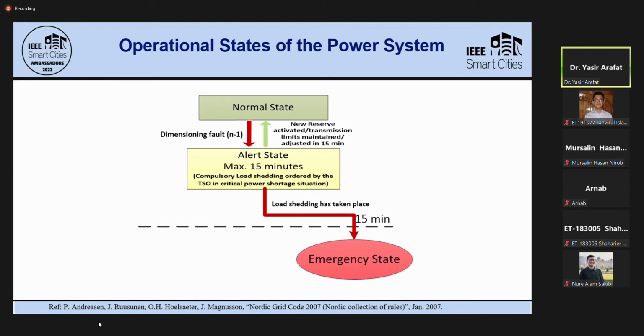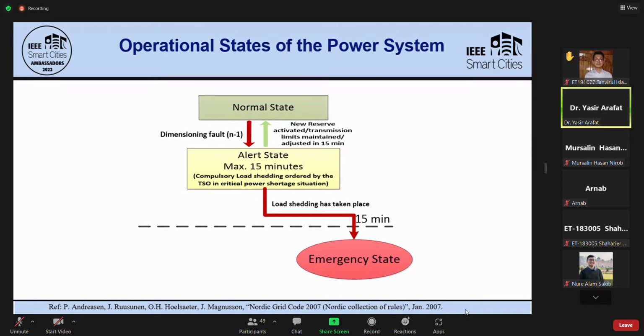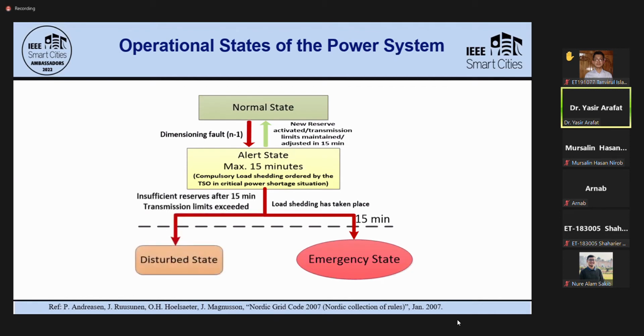And then if it does not go to normal state, that means we need to perform load shedding. The TSO would request load shedding, and it should be done within 15 minutes. So they will request the DSOs to perform load shedding. If this load shedding is needed, we can say that the grid now is in emergency state. It could be in emergency state or it could be in disturbed state.